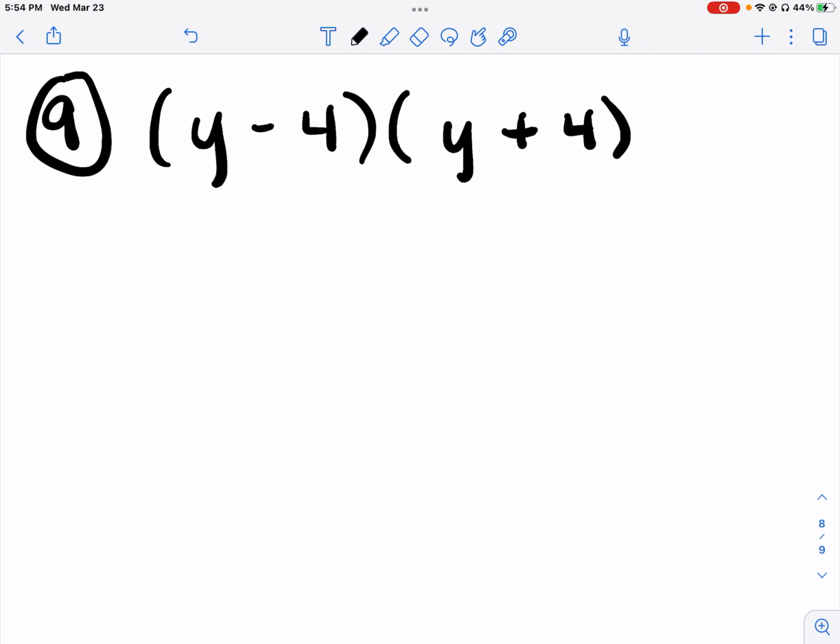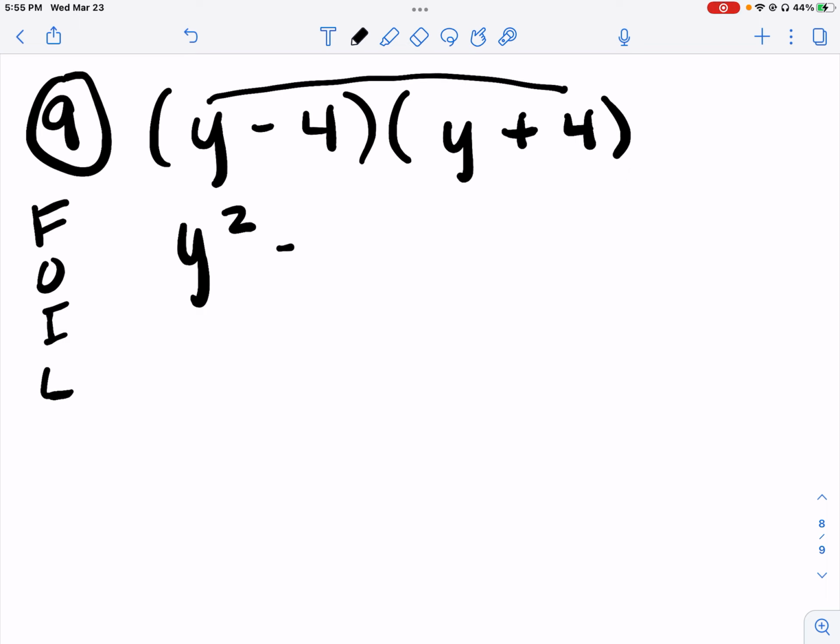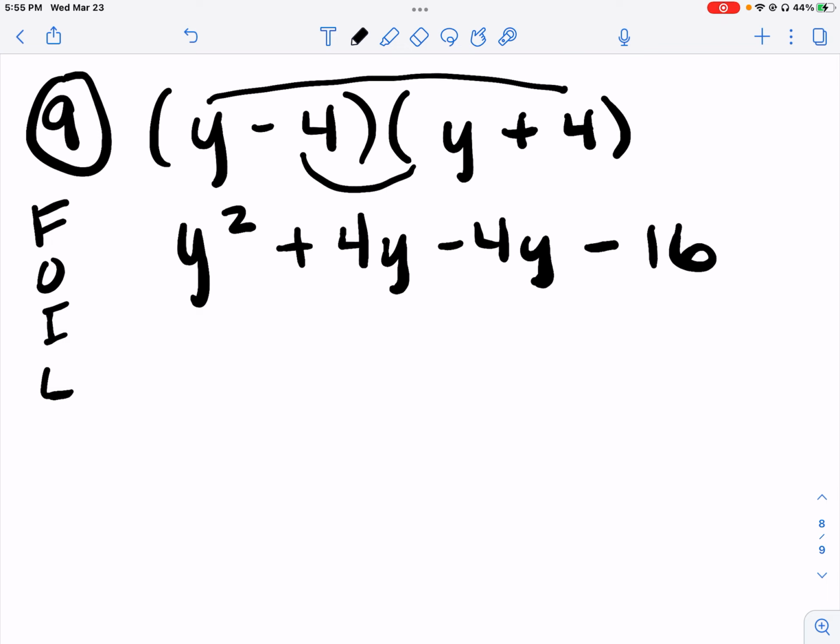Okay, this is FOIL again. First, y times y. Outside, y times 4. Inside, negative 4 times y. Last, negative 4 times positive 4. A negative times a positive is a negative. 4 times 4, 16. Okay, those cancel. 4y minus 4y is 0. So you're just left with those two pieces.